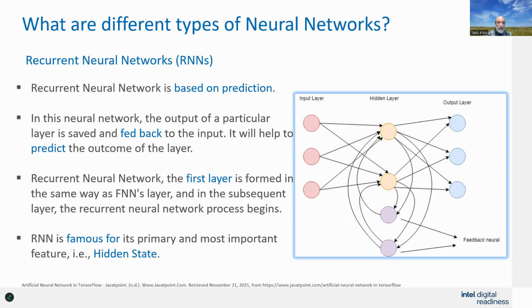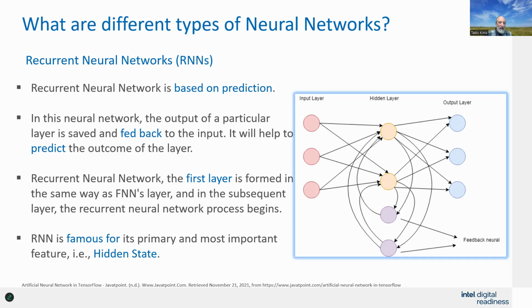The point of it is there's a feedback mechanism here, that you can go back and hit the same layer again. It says the first layer is formed in the same way as a FNN network, and in the subsequent layers the recurrent network process begins. So you start the same way, feed forward, but then you get to the hidden layers, and those could feed back or loop.